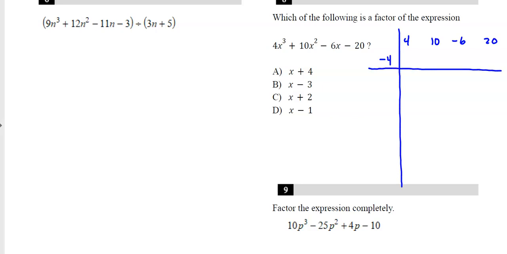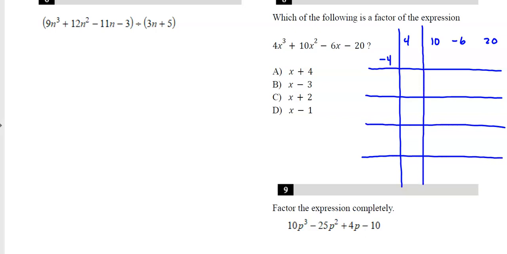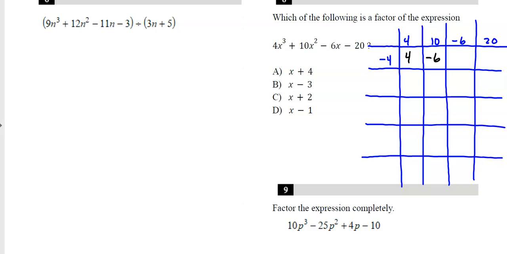Then I'm going to try things over here in this left-hand column. This is where you can kind of do synthetic division, but you don't really have to write everything down. I'll show you what I mean. Basically you just put the answers after the addition. I'm going to slide the 4 down. 4 times negative 4 is negative 16. Added to 10 is negative 6. Negative 4 times negative 6 is 24. Added to negative 6, that's 18. And negative 4 times 18 is negative 72, which gives me a remainder of negative 52. So that negative 4 does not work.